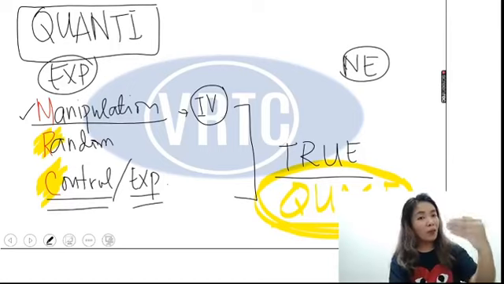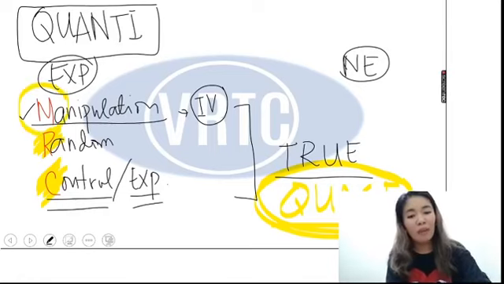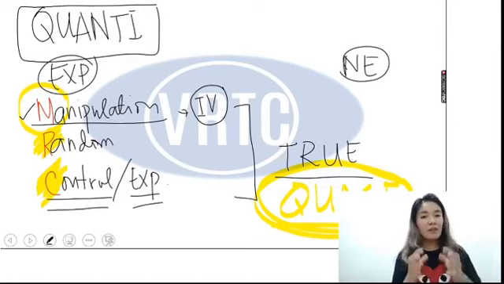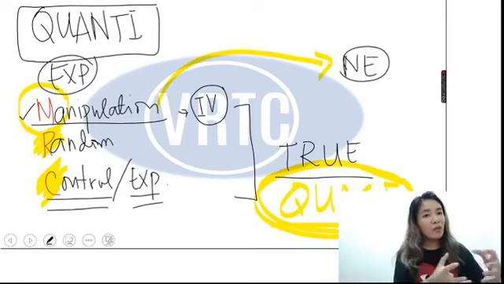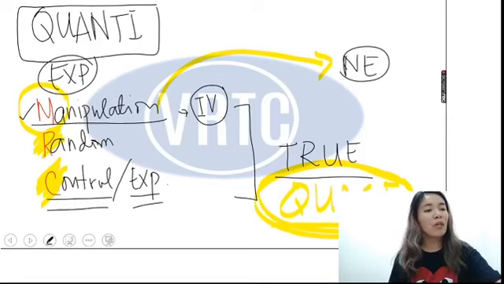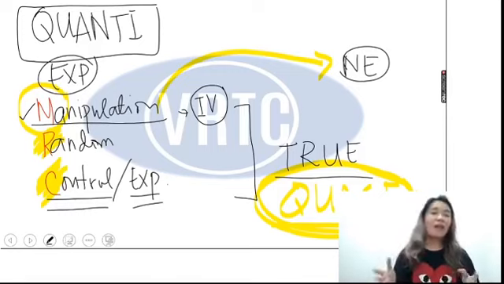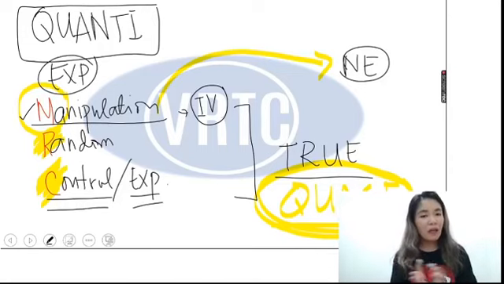Okay? So, pag kumpleto uli, MRC, true. Nawala si R, quasi. Nawala si C, quasi. Now, what if mawala si M? Remember this. The heart and soul of experimental research is the manipulation, the actual experiment, the intervention. Pag tinanggal mo yung manipulation, ang tawag mo dyan, non-experimental na. Okay? Gets? Gets, ha?